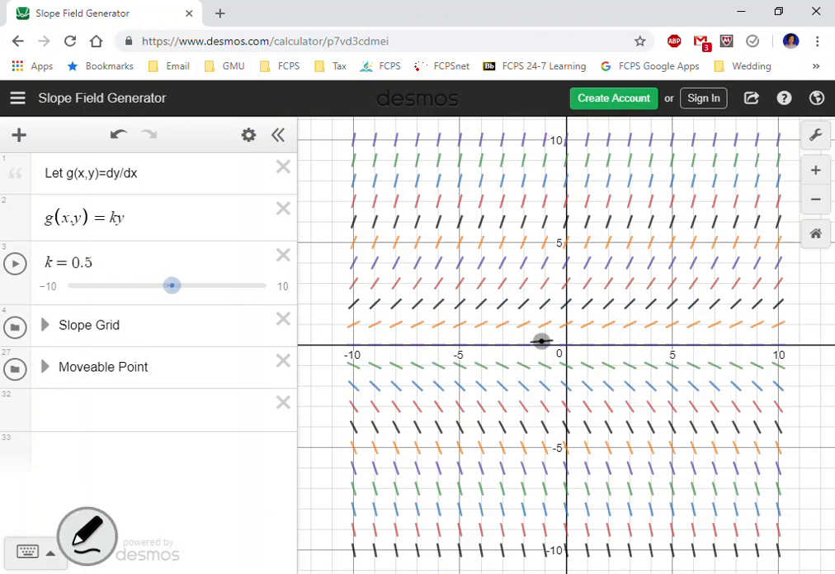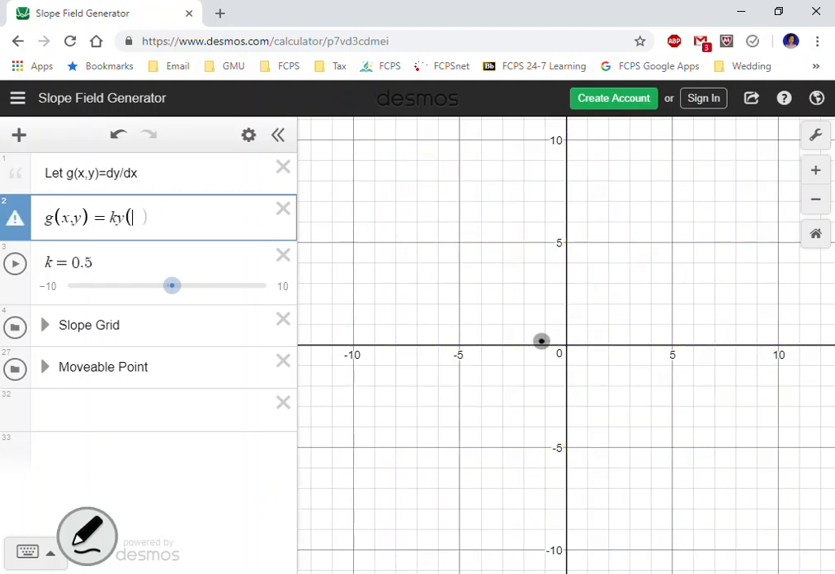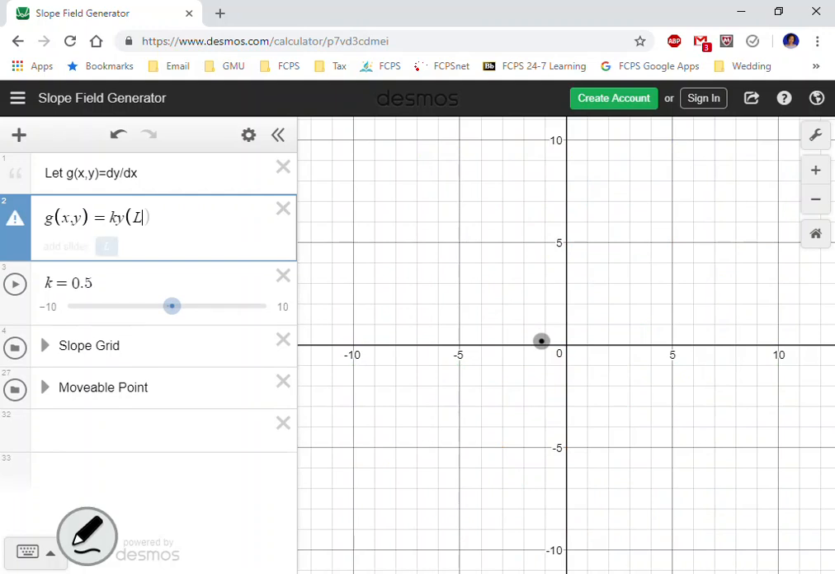So that formula is the same as this one, only what we do is we throw in a limiting factor. So we say, all right, it's directly proportional, but then let's throw in this limiting factor, parentheses, L. I'm going to add a slider.